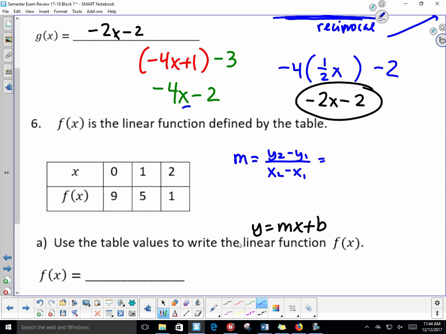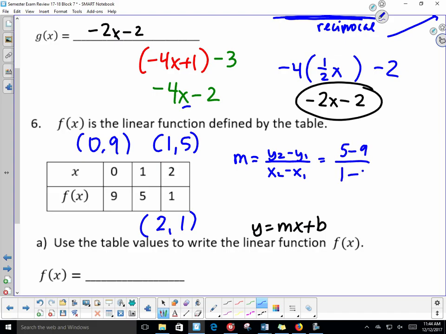Okay, so are we okay? How about this first? Can you tell me what ordered pairs are from the table? Like what's one ordered pair from that table? 0, 9. Okay, so one ordered pair is 0, 9. What's another one? 1 and 5. Okay. All right, so it's making sure we know those ordered pairs. So what do you want to plug in now, Ben? 5 minus 9, good, over 1 minus 0. Okay, so that gives us negative 4 over 1. So my m value is negative 4.